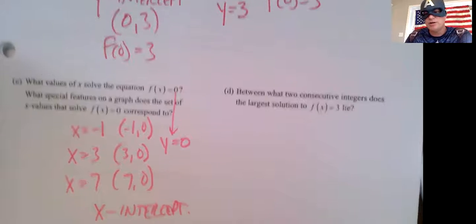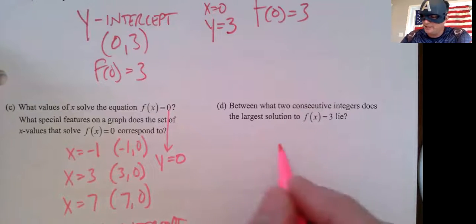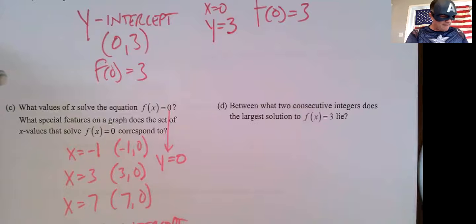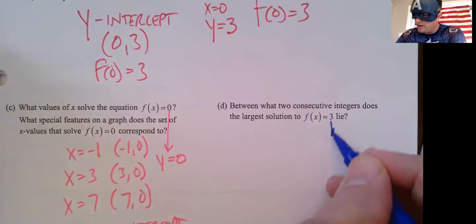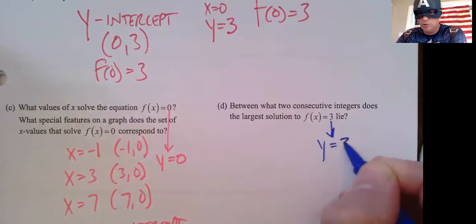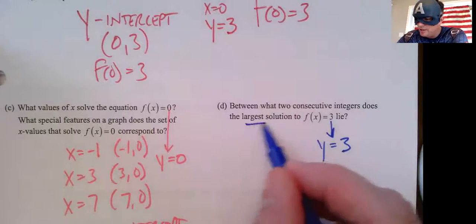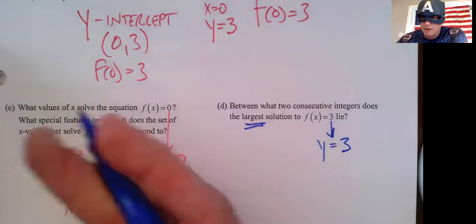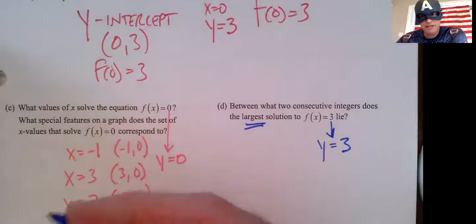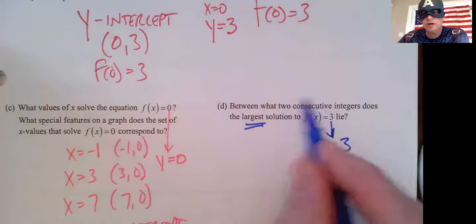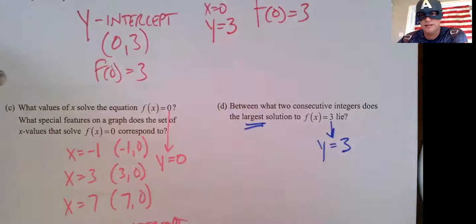Finally, they're asking this question. We're not going to do a whole lot with something like this, but what this one is telling us is if I give you a specific output, and in this case, the specific output of y is equal to 3, between what two consecutive integers does the largest solution to that lie? So that means there's probably more than one answer. We're looking for the biggest one. And since it's between two integers, that means it's probably going to be somewhere in the middle. It's going to be a decimal. And so we want to see what we can figure out where that's going to be at.